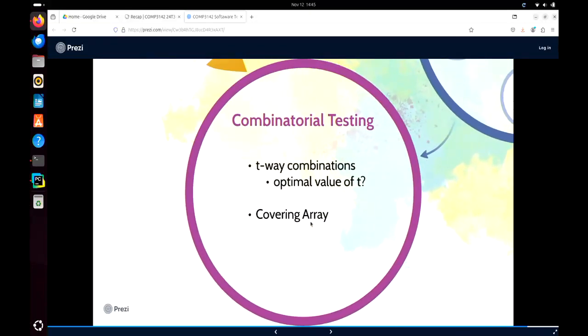After that, we learned another practical testing technique called combinatorial testing. It is a black box testing technique, and it is a system level of testing. For combinatorial testing, we learned the concept of T-way combinations, and we learned from a report from one of the US government agencies. So what is the optimal value of T normally? 1 or 2? Yeah, 2.